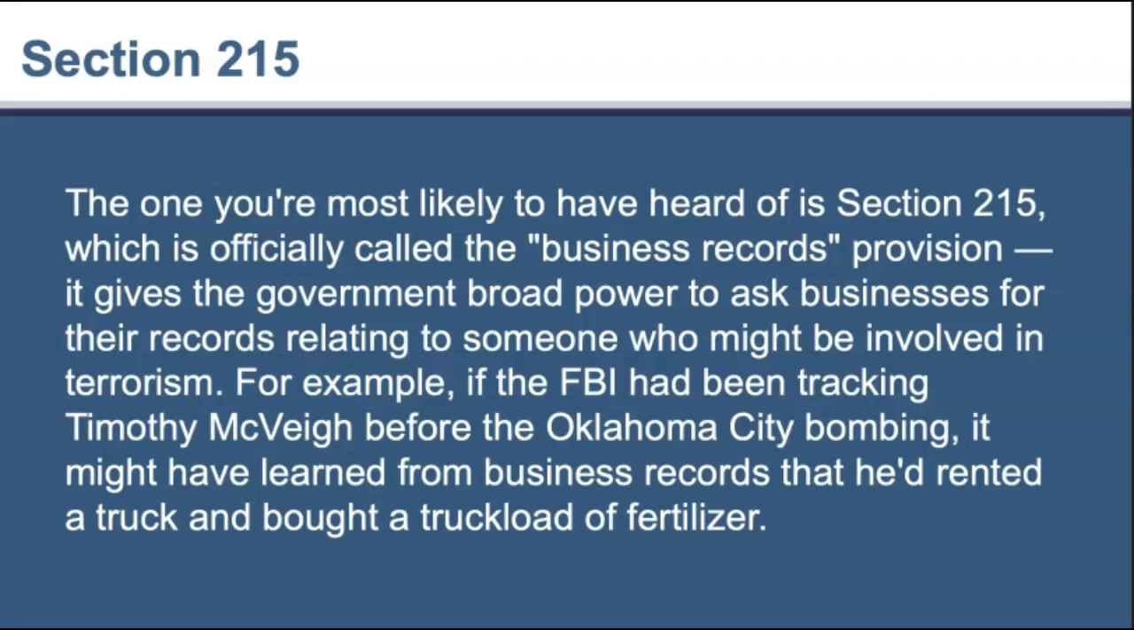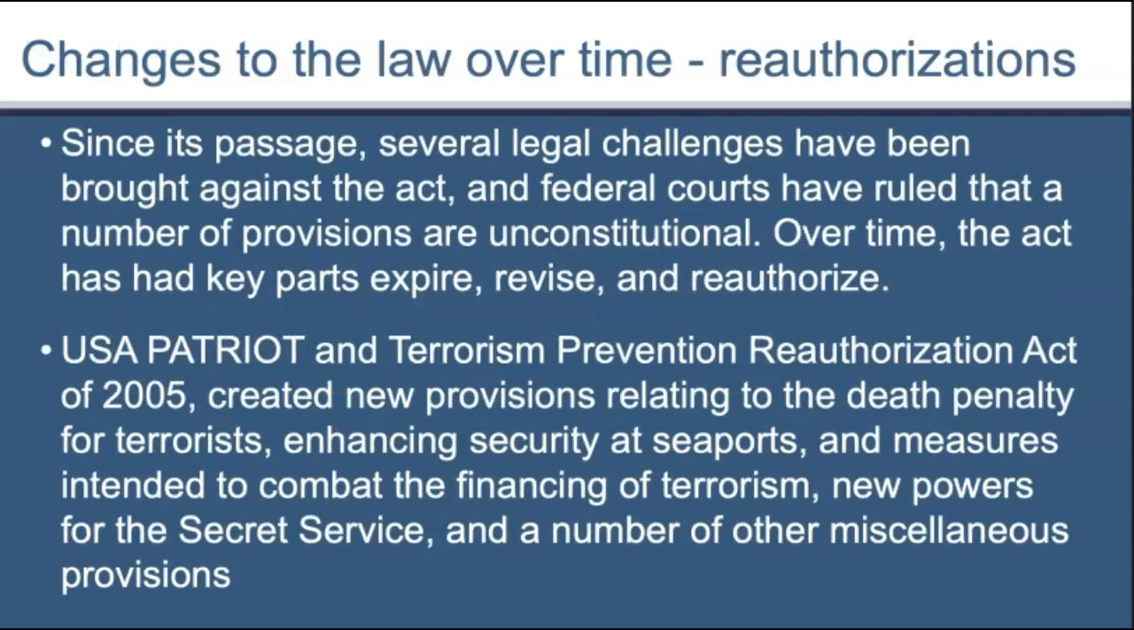So there have been changes to the law over time, and this has occurred in the form of reauthorizations, temporary extensions, provisions that have expired, or what we call sunsetting, and we will go over each of these in detail. So since its passage, several legal challenges have been brought against the act, and federal courts have ruled that a number of provisions are unconstitutional, especially, again, the courts and Congress. So over time, the act has had key parts expire, be revised, and be reauthorized.